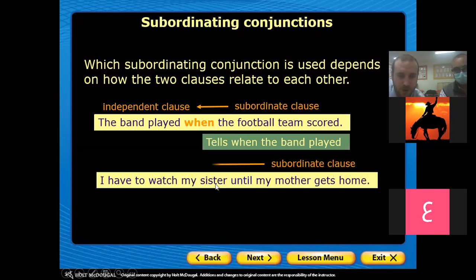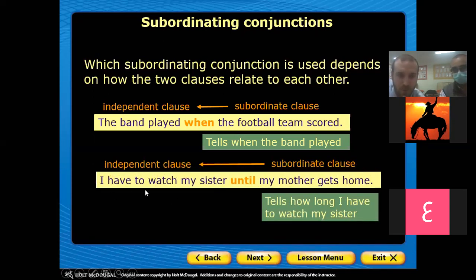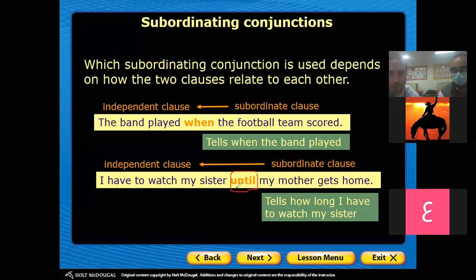So let's move on. "I have to watch my sister until my mother gets home." Now, this is a time clause, because we have a "when" question, and we're talking about time. So, yes, Aziz. The subordinating conjunction has an independent clause before it and a subordinate clause after it.